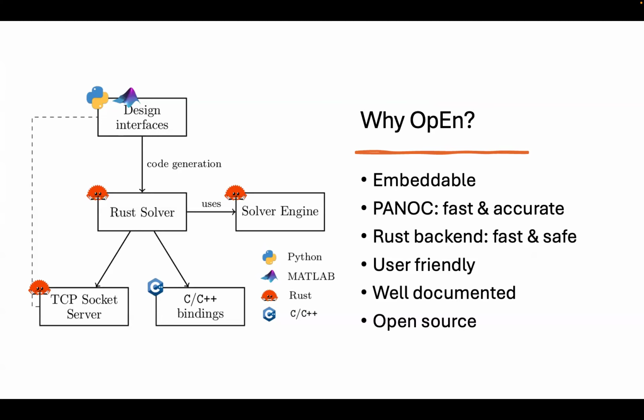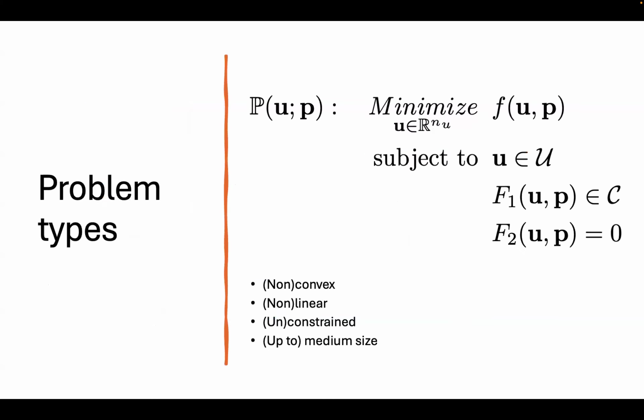So what makes a problem suitable for OpEn? If you're using an embedded device, because you can cross-compile your optimizer for your device. The underlying optimization algorithm is called PANOC, and all the numerical routines are written in Rust, which means it's fast, accurate, and safe, with very good convergence properties. Because you don't have to use Rust, it's quite user-friendly. You don't have to learn another language. We have well documented it, and it's open source. So not only is it free, but if you wanted to add something to it, then you could. I'm going to have to get into a bit of maths here. Optimization is full of maths.